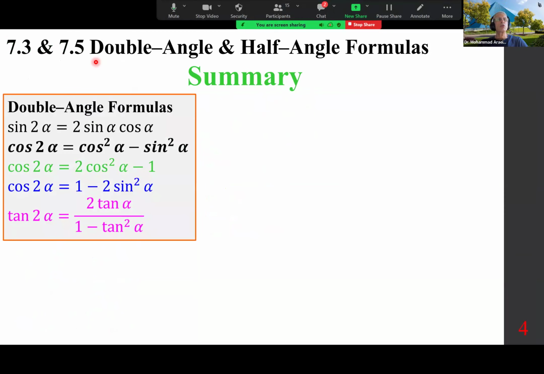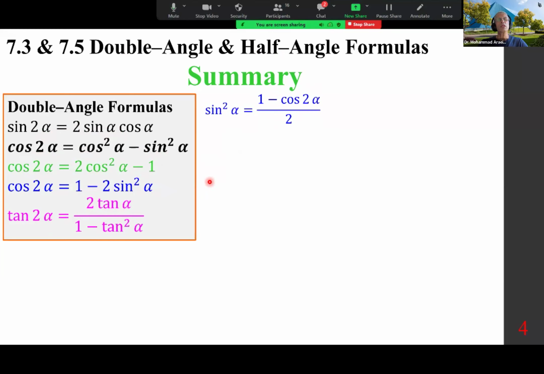Now, sections 7.3 and 7.5, double angle and half angle formulas. Here's the summary. For double angle formulas, sine of 2 alpha is 2 sine alpha cosine alpha. Cosine of 2 alpha has 3 formulas: cosine squared minus sine squared, 2 cosine squared minus 1, and 1 minus 2 sine squared alpha. Tan of 2 alpha is 2 tan alpha over 1 minus tan squared alpha.